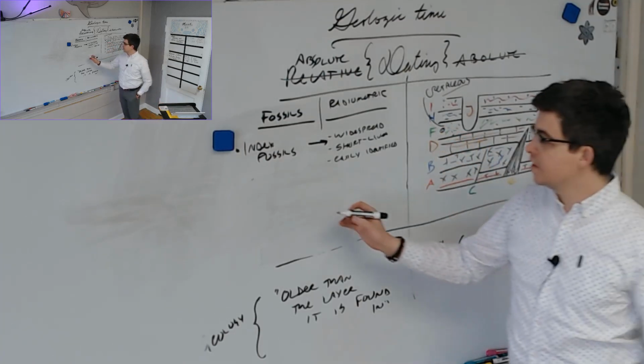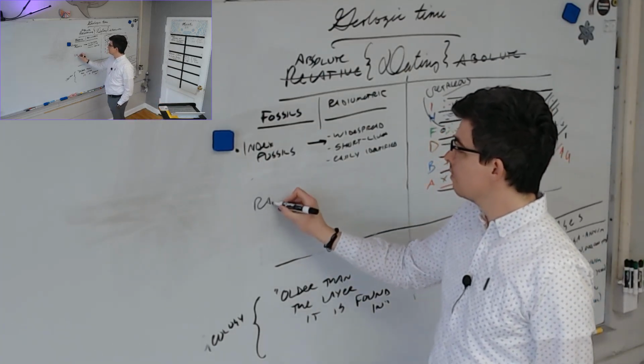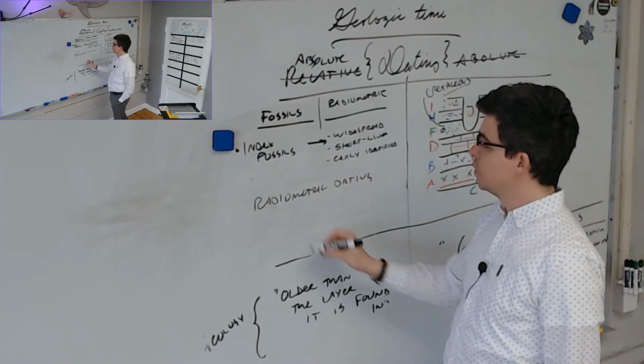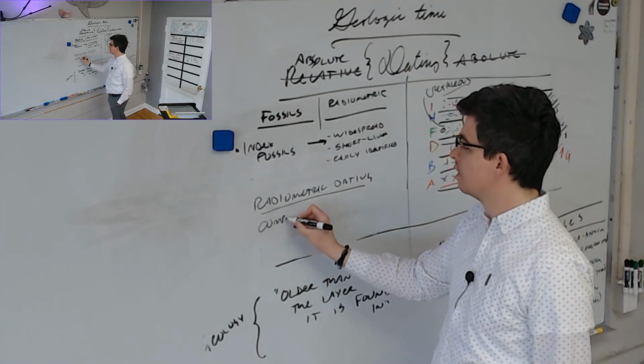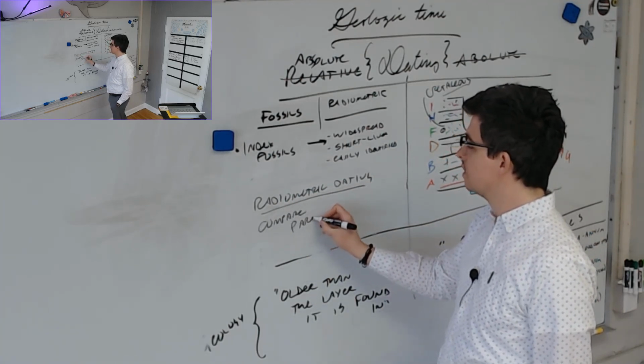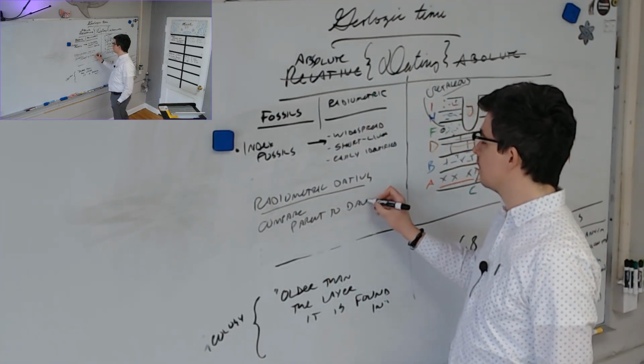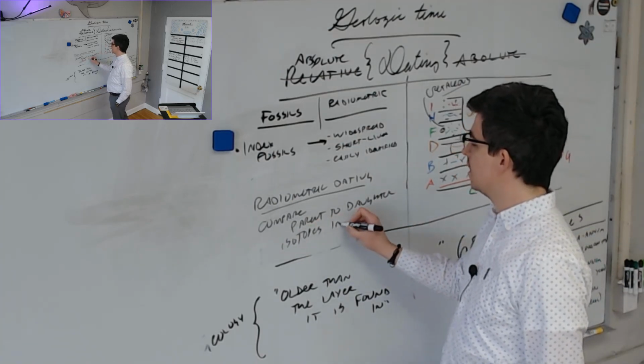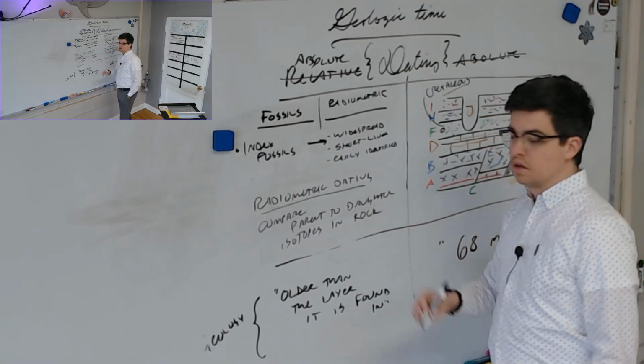And then as far as radiometric, we use radiometric dating. What we do is we compare parent to daughter isotopes in the rock. Yes, Carly?